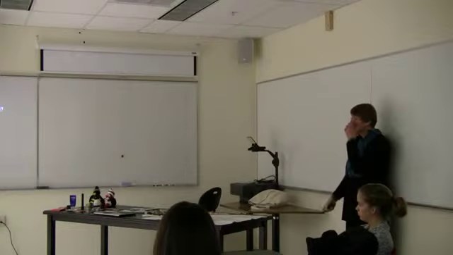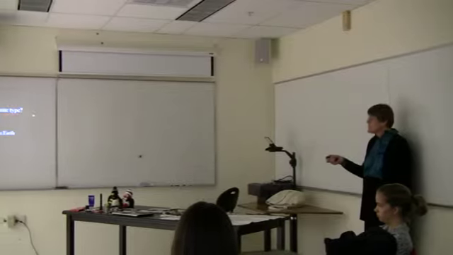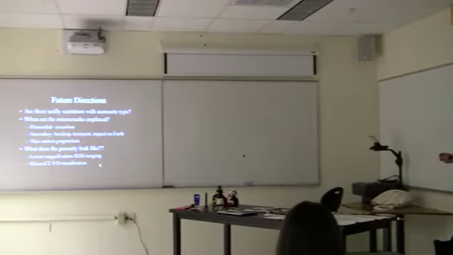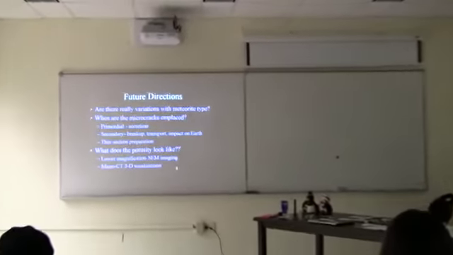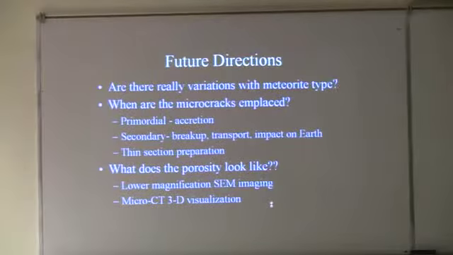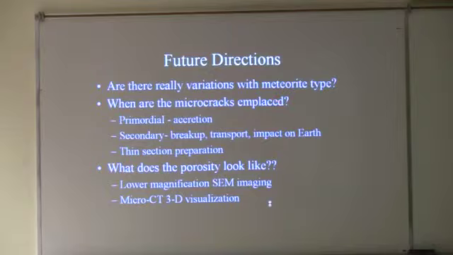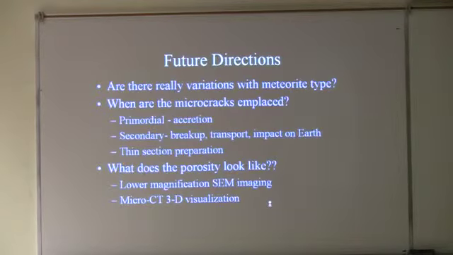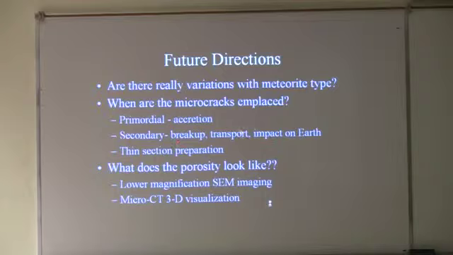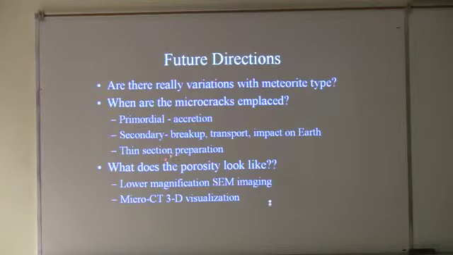So where do we need to go? We need to continue to work to see if there really are variations with meteorite type. You're seeing them with pycnometry. I want to look at what the variations look like and look at more meteorites. I'm interested in figuring out when the microcracks that are pervasive in the ordinary chondrites are placed in the meteorite. Are they primordial? Did they occur in a secondary fashion during breakup, transport, or impact on Earth? Or are they being introduced in thin section preparation? The last one I know we can cross out.